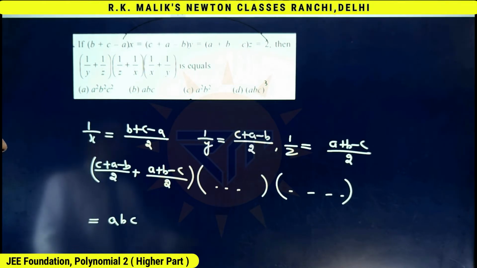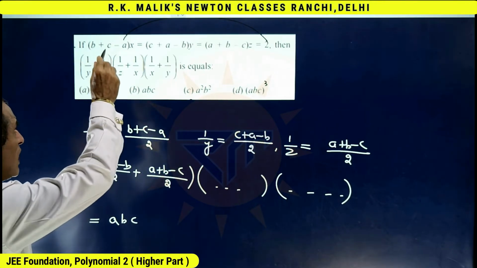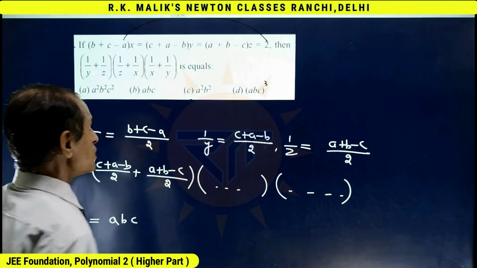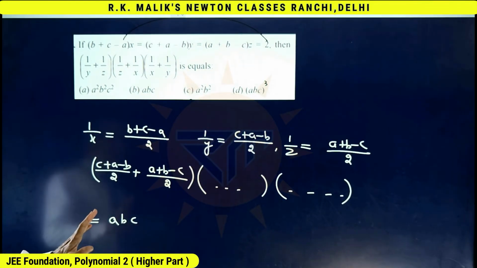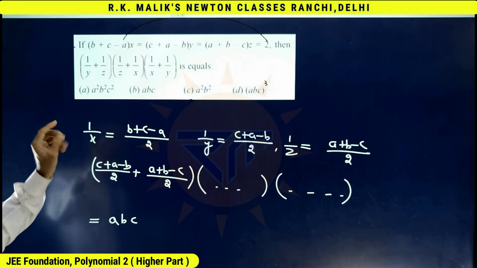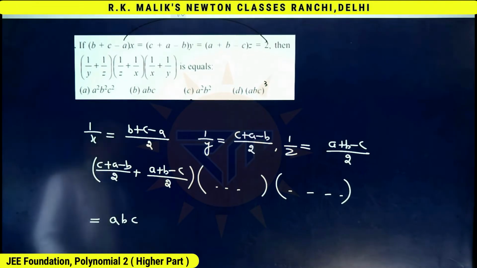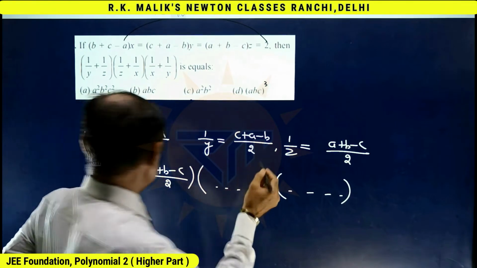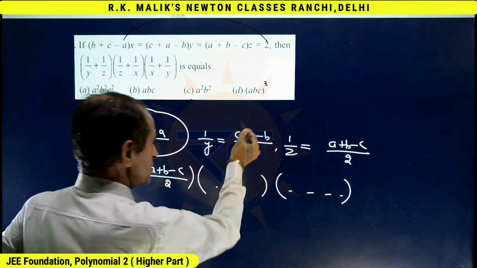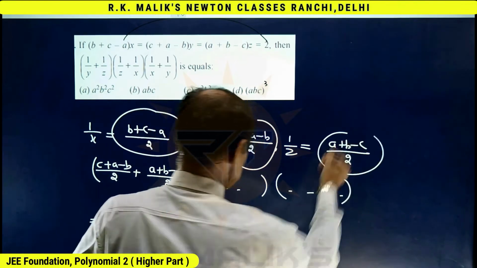See carefully that if I try to find the value of 1 by x by equating these two, it is clear that the value of 1 by x will be a linear expression in A, B, C. That is, you can see very easily, this is the value of x, this is the value of y, and this is the value of z.